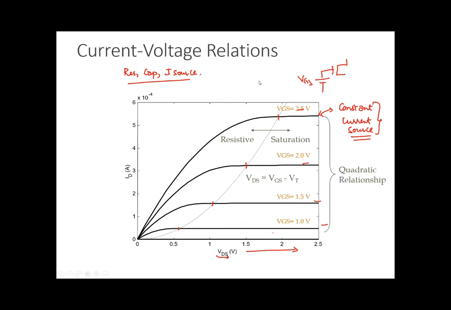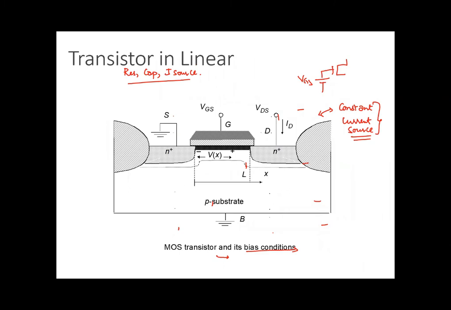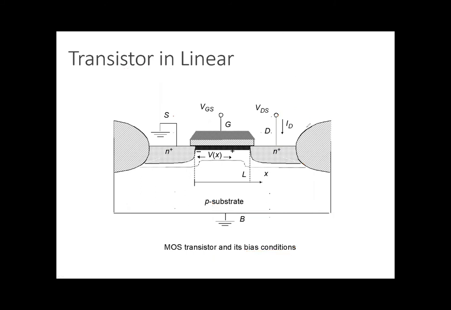So here you can see the transistor actually operates in different modes of operation. Your transistor can be operated in linear mode. It can be operated in saturation mode. So we are going to discuss them one by one. So let's start. Here you can see that you are actually using the transistor in linear mode.